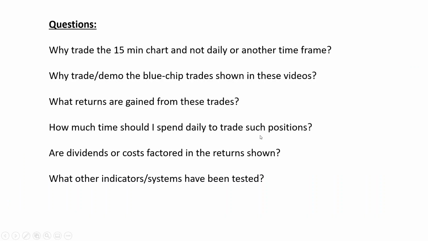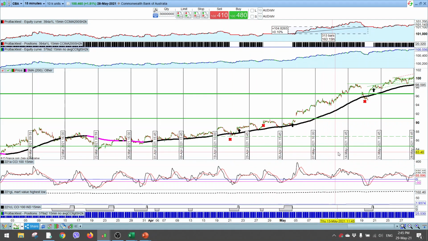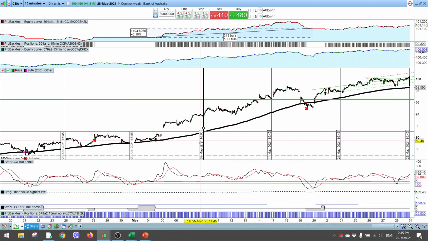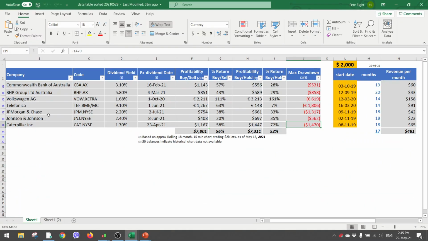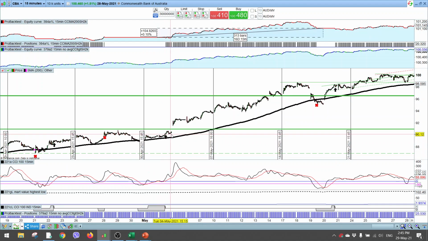How much time should I spend daily to trade such positions? Well, again, going back to the chart, if I was to trade this manually, now again, I'm doing this using an automated program as for the demo, but if I was to do this manually and I was trading these particular stocks, I'd go through one at a time, pull up my Commonwealth Bank chart along with the indicators, and let's assume we're back here in this time period. I'd say, righto, the indicator shows an entry point there according to the CCI 100 on a 15-minute time frame. I'd make an entry there, and it's above the MA 200. I'd make an entry somewhere along that area in one of those periods.